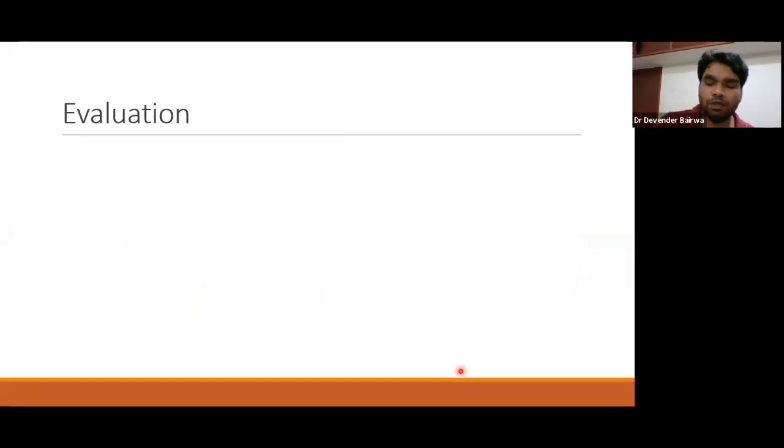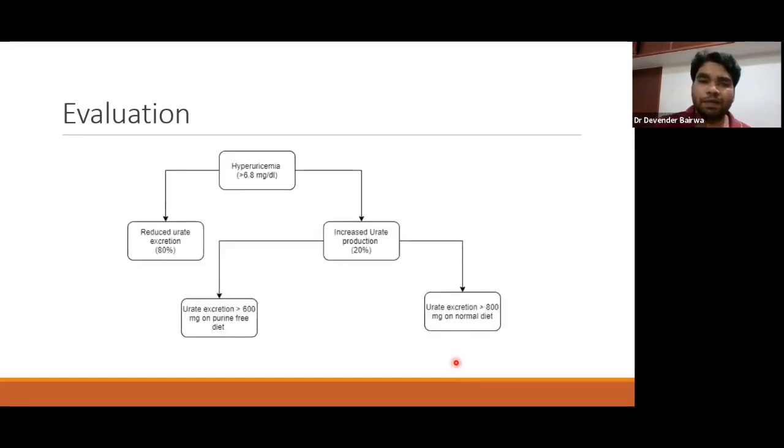So coming to evaluation, any patient who presents to you with hyperuricemia or, let's say, gout, how do you go about it? Somebody having hyperuricemia means the blood level is more than 6.8. So try to look for causes which can explain whether there is any reduced urine excretion, like the presence of CKD or renal insufficiency, or some drugs, or other diseases, or conditions which can be associated with increased urate production, like a tumor or chemotherapy, that we need to see.